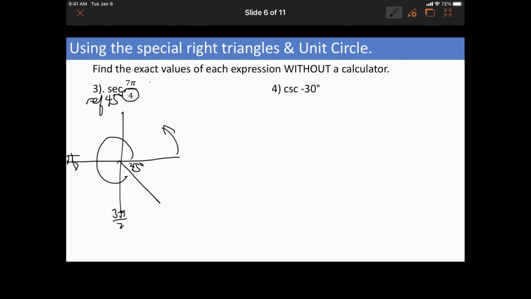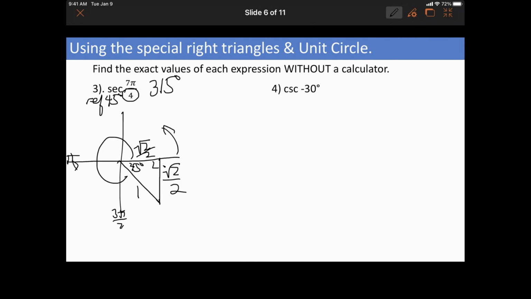If you changed it to degrees, you would find that was 315 degrees. All right, so that's 45. So we know the numbers that go with that. The sides are going to be root 2 over 2 and root 2 over 2. Don't forget, it is negative.